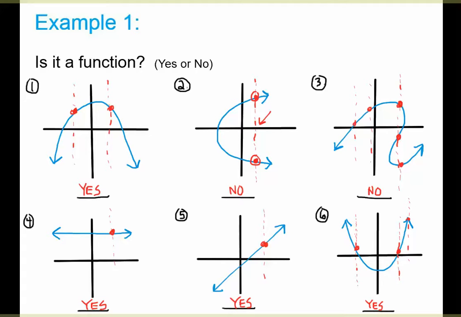Number 2, you kind of have a sideways one, and that's a no. But for numbers 1 and 6, it's definitely a yes. So yes, it is a function. Okay, so you had 4 functions and 2 non-functions. All right, very good.